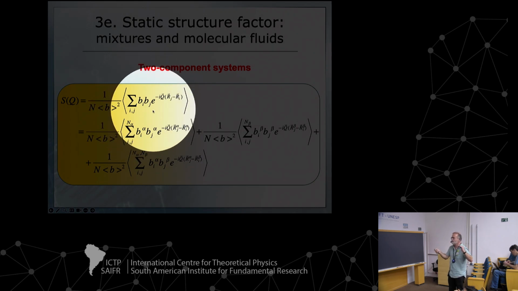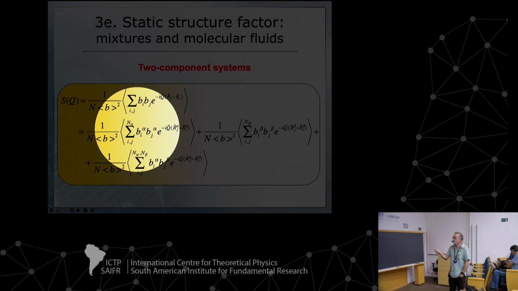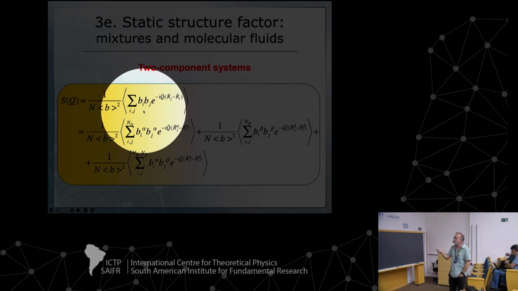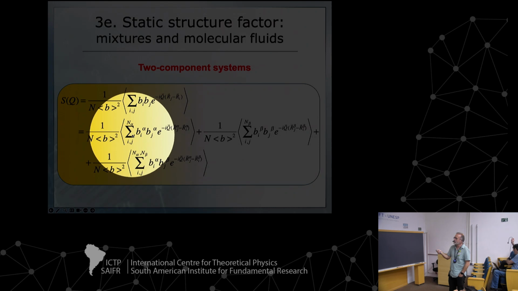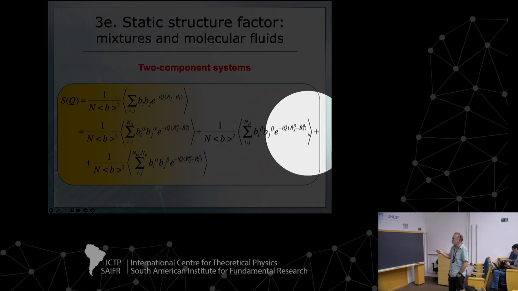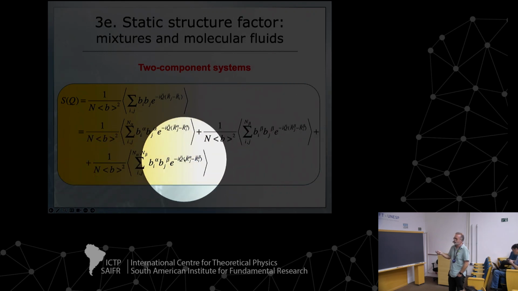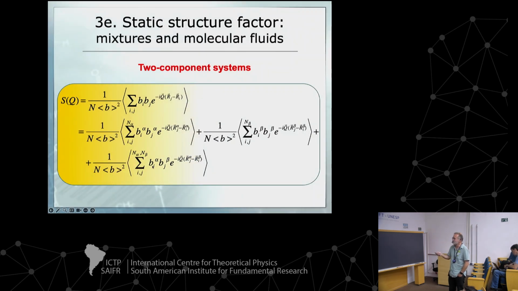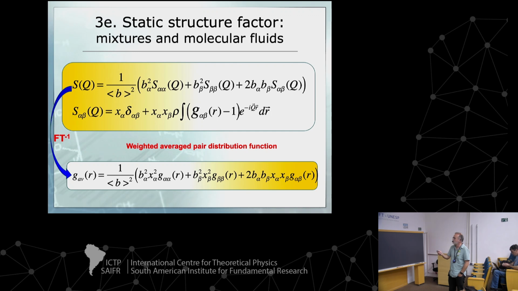Recall, never do that on the computer, because this is a waste of time. This is an order n squared operation. And if you have two components, you can separate this into one term that depends on the alpha particles, one term that depends on the beta particles, and a cross term, right? So this is just simple algebra.